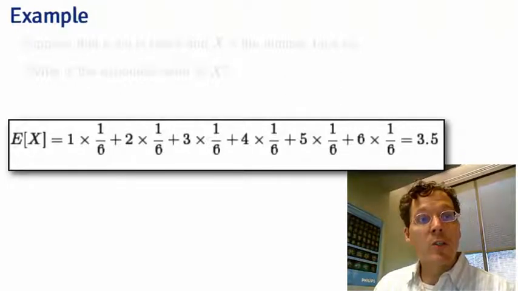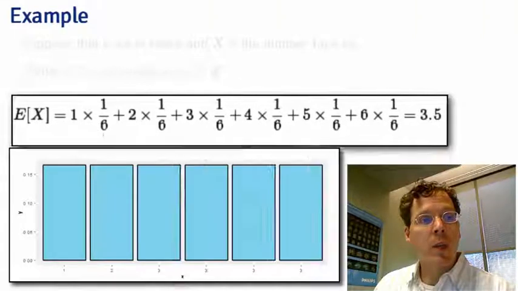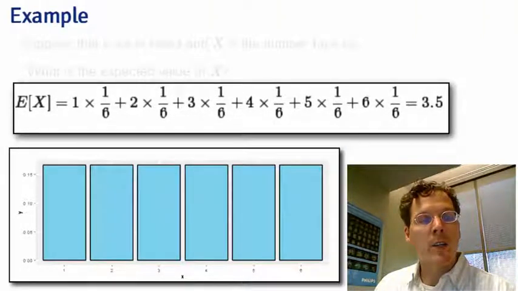So again, the geometric argument makes this obvious. We have 6 bars, all of height 1/6, and if we had to balance them out, it's clear that we would balance them out at 3.5.